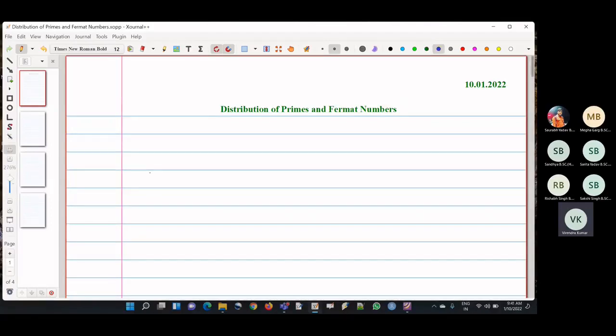Estimation of prime means that suppose we denote the very first prime by P1, and that is 2, and then the second prime, let us say P2, is 3, and the next prime P3 is going to be 5, and P4, the next prime, is going to be 7. Okay, so it continues.